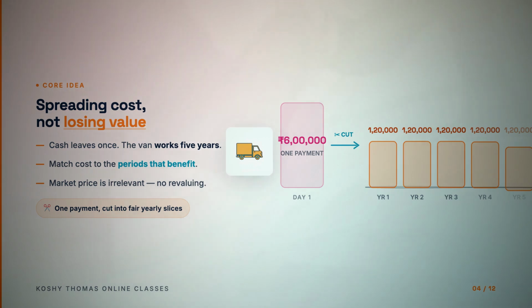Because that van will earn you money for the next 5 years. Charging the whole cost to 1 month would make that month look terrible and the next 59 look brilliant. Both would be lies. So we spread the cost across the years the van actually works for us. That is depreciation. Not value falling, cost being shared. Same rule as rent, just stretched over years instead of 1 month.